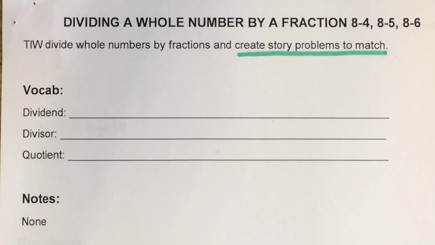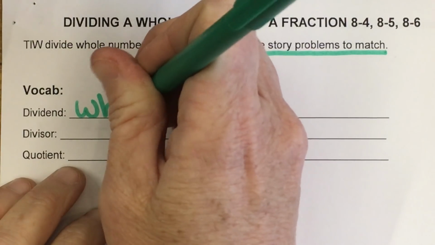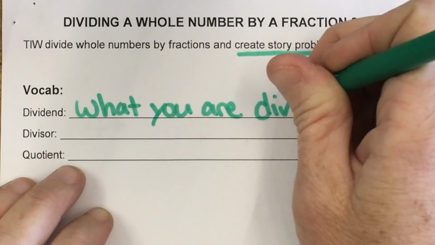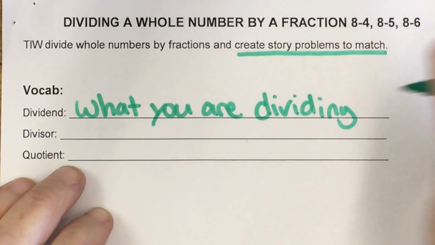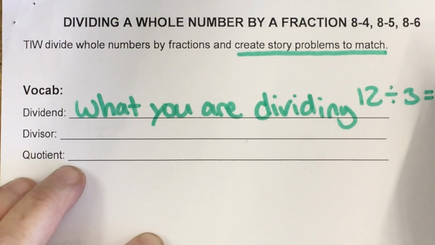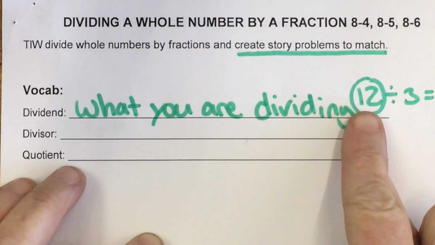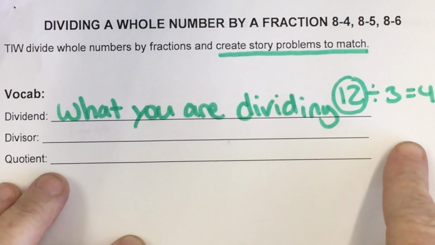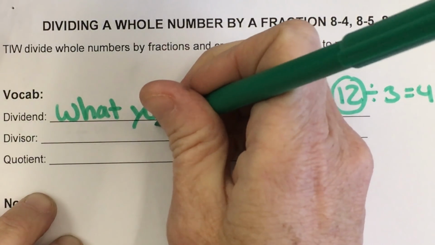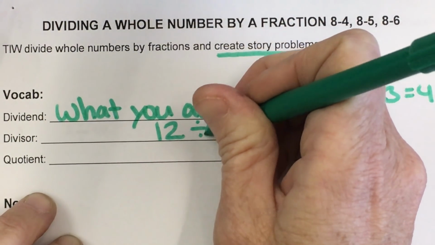So our first word is a dividend, and this is what you are dividing. So in the problem, 12 divided by 3 equals 4, the dividend would be the 12. This is what I have and what I'm going to divide. Okay, the divisor in the same problem would be the 3.